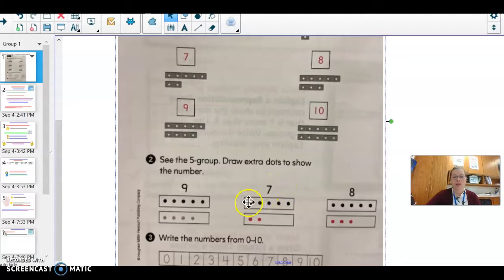Okay, to get 7 dots, we had the 5, 6, 7, so 2 extra dots. And to get to 8, we started with our 5 group, and then we had 6, 7, 8. The bottom was easy. All we had to do was write the numbers from 0 to 10. You just had to trace over that.